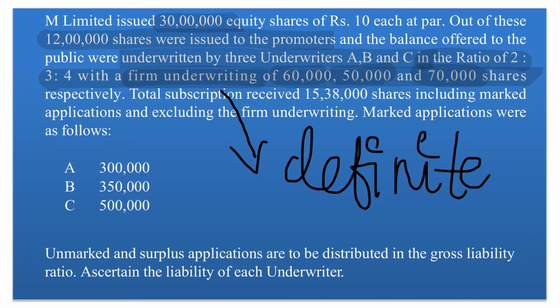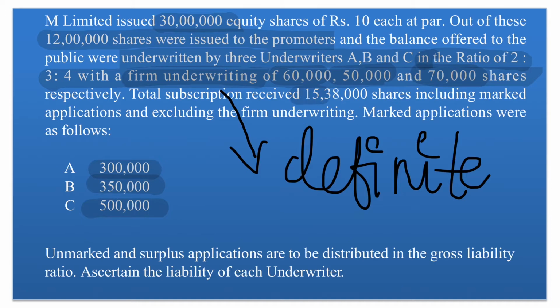It is also mentioned in the problem that the company received marked applications of 3 lakhs from A, 3.5 lakhs from B and 5 lakhs from C. That is, those underwriters have already subscribed for these shares. Marked applications are nothing but applications which contain the stamp of the underwriter.